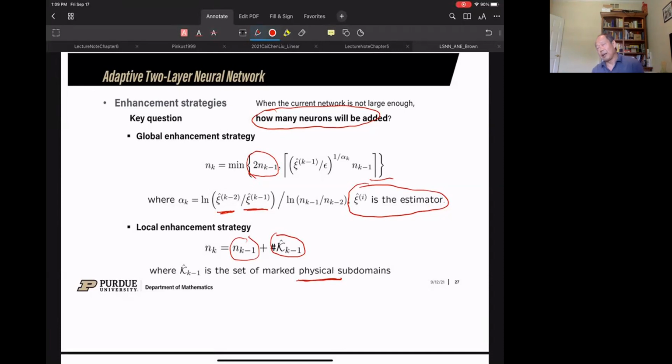If you think about it, if you're using ReLU, even though we don't have an underlying partition like a finite element, we do have that, in a way.